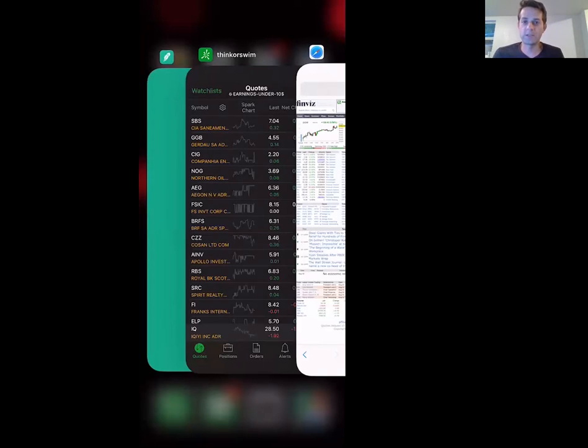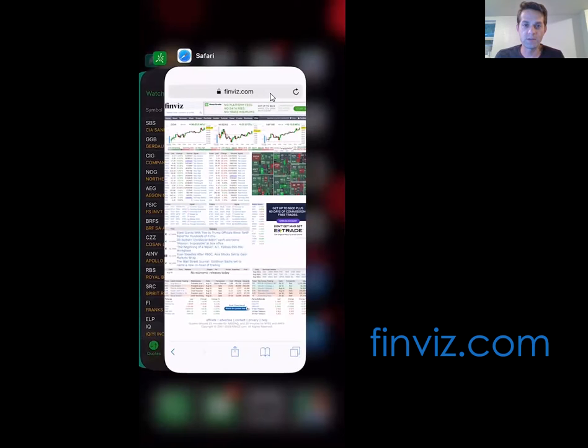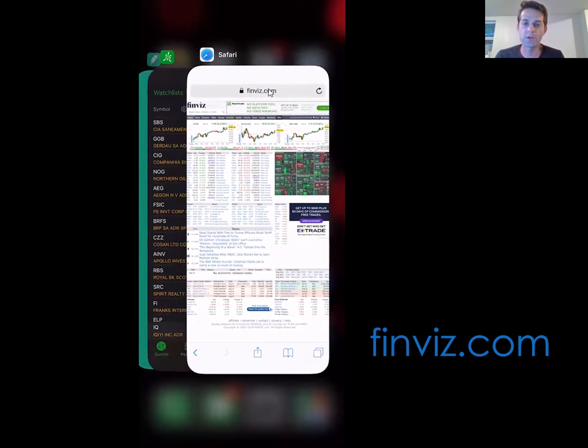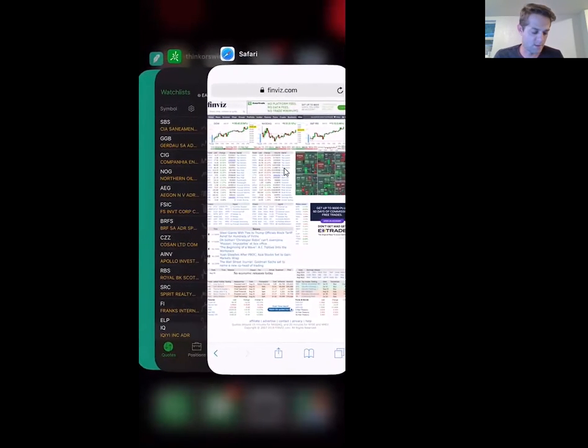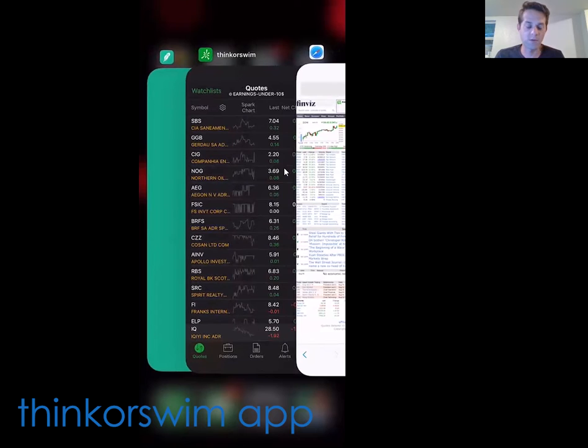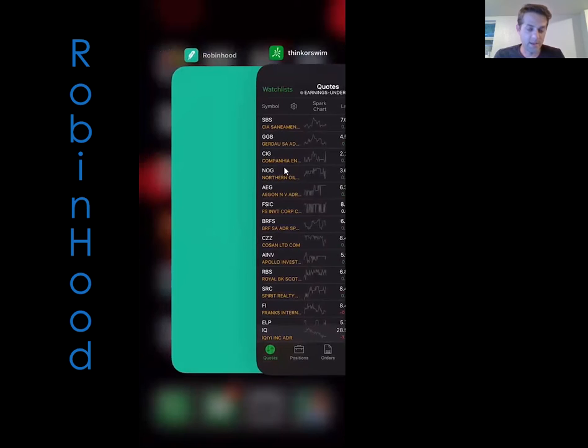Okay, guys, I'm going to show you how I trade on mobile using Robinhood and Thinkorswim. I also use Finviz, so you'll need three things up. You can see them here. It's my Finviz. You'll go to finviz.com. I'll put all the links below. We use Thinkorswim so that we can get any kind of technical analysis we need, look at charts, scanners, etc. And then we've got Robinhood.